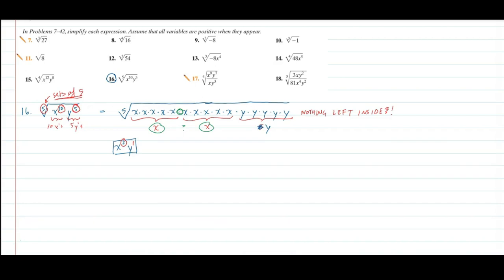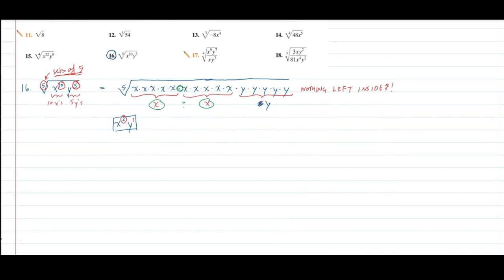So let's do one more in this set, and inshallah we'll move on to the next piece of the lesson. Number 18 says the third root of 3xy squared over 81 x to the power of 4 y squared.